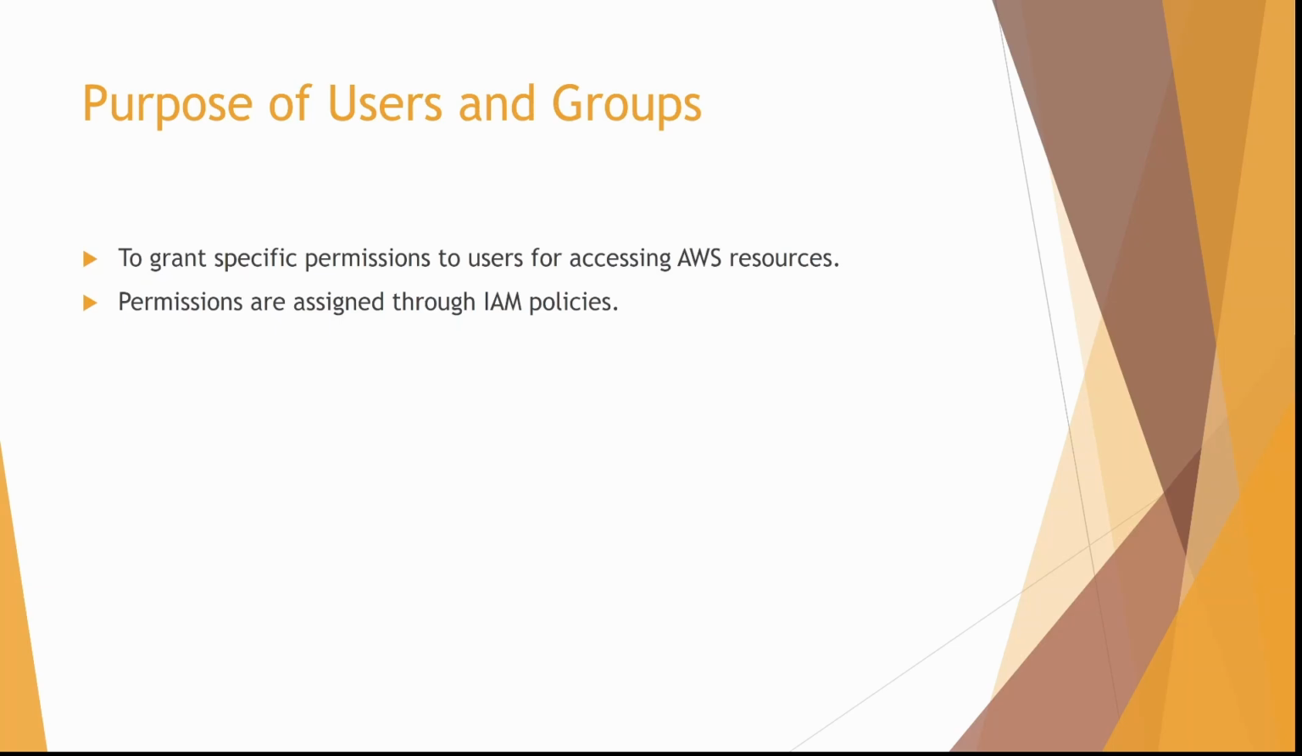The main reason we create users and groups in IAM is to grant specific permissions to access AWS resources. By assigning users to groups and then applying policies to those groups, we can efficiently manage what actions users can perform and which resources they can access. This approach helps maintain security and ensures that users have the necessary permissions to perform their job functions.